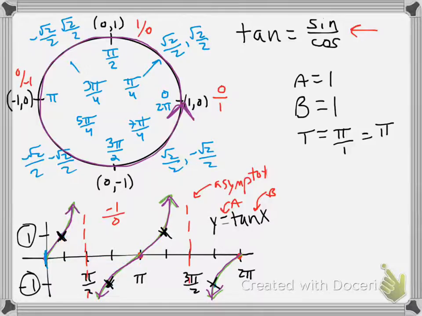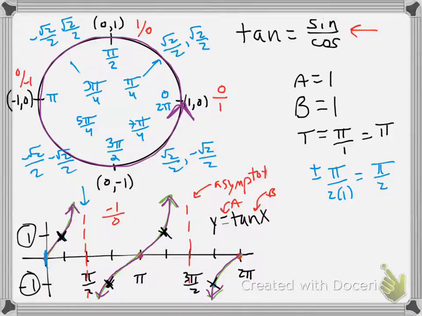And so now I need to find my asymptotes. My asymptotes are at plus or minus pi over 2b, which is pi over 2. And so my asymptote, if you look, is at pi over 2. If I looked at the negative side over here, there would also be an asymptote at negative pi over 2.